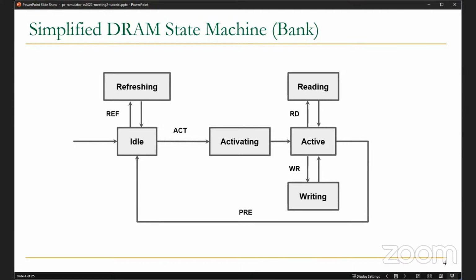So in order to model DRAM, basically Ramulator uses a generic and extensible way that allows users to define such state machines, and the controller and state machine logic in Ramulator handles all the state transitions and the timing constraints.